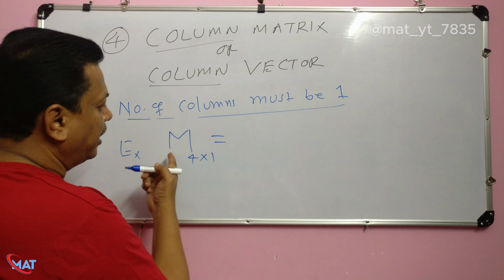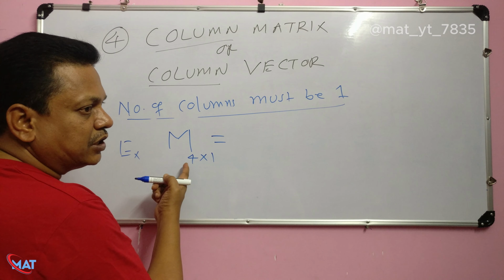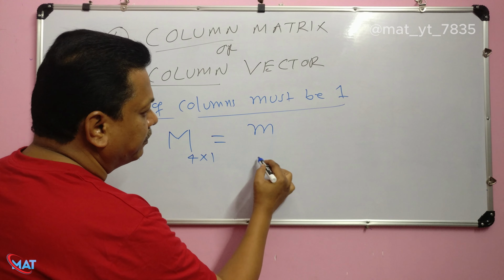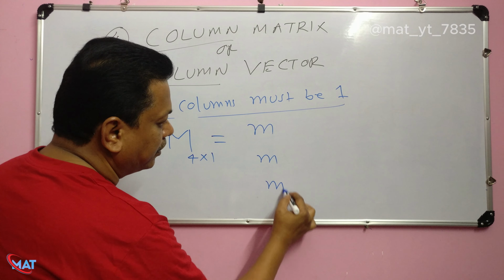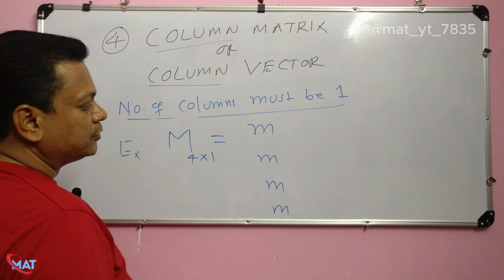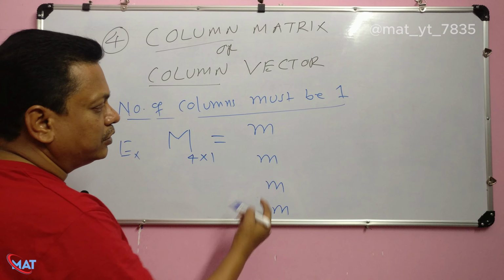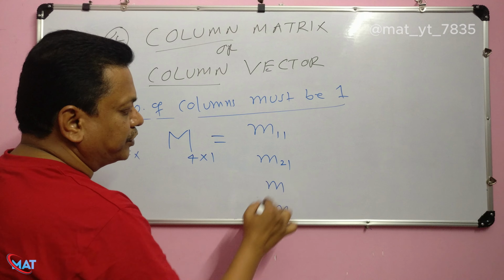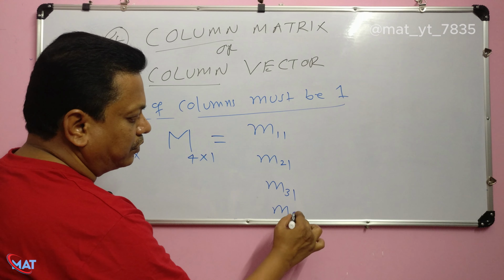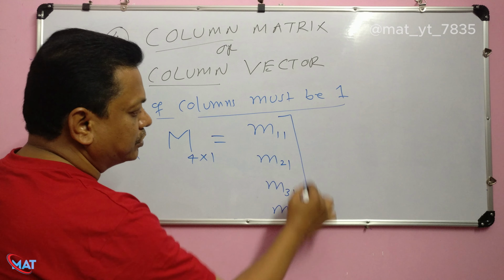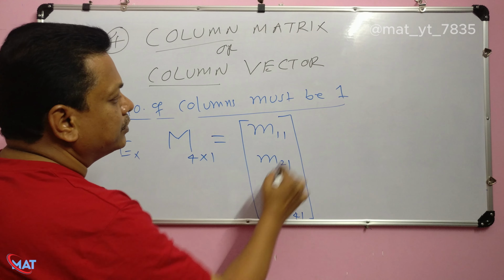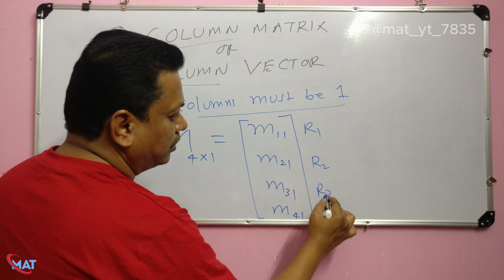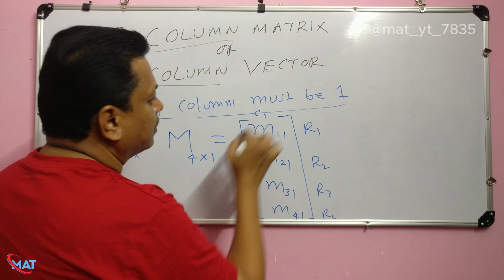So how do you denote it? I have taken capital M. Always give importance to the row number, as I told you. If 4 are there, you copy M 4 times in a column. Only one column. First row, first column; second row, first column; third row, first column; fourth row, first column. Enclose them in brackets. This is row number R1 going top to down, R2, R3, R4, and column C1.